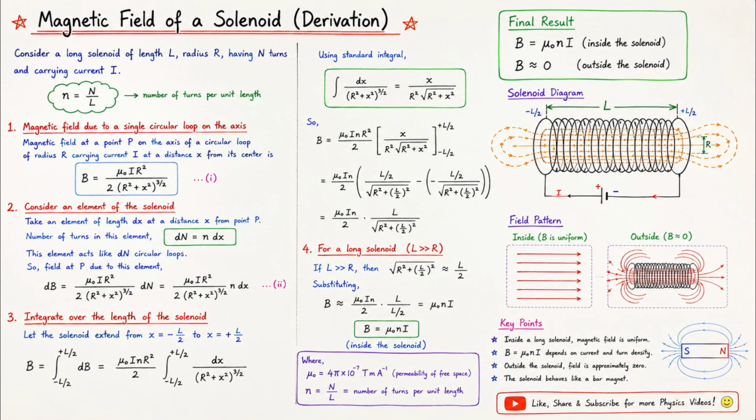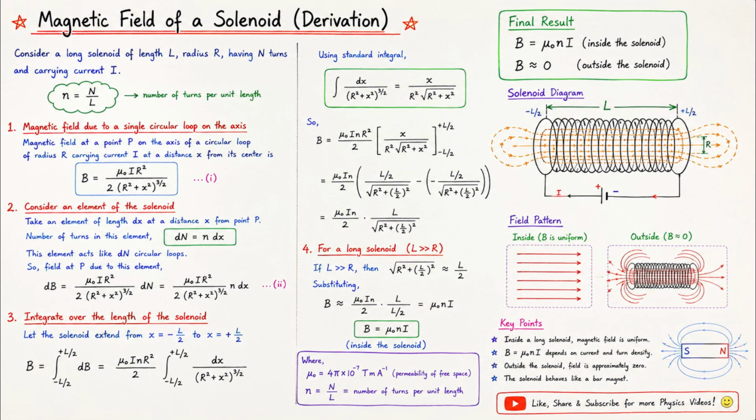Step 3, integrate over the entire solenoid. If the solenoid extends from x equals minus L/2 to x equals plus L/2, then the total magnetic field is B equals the integral of dB. Using the standard integral of dx over (R² plus x²)^(3/2) equals x over R² times the square root of R² plus x², we get B equals μ0 n I over 2 times L over the square root of R² plus L²/4.